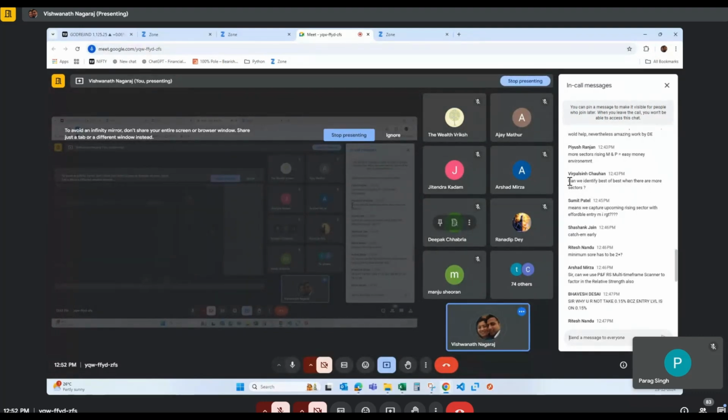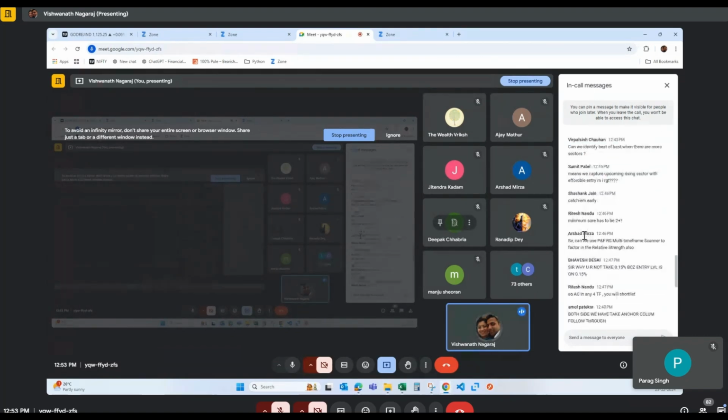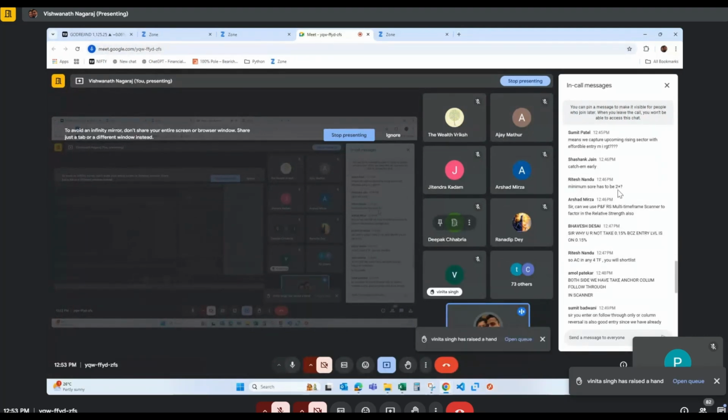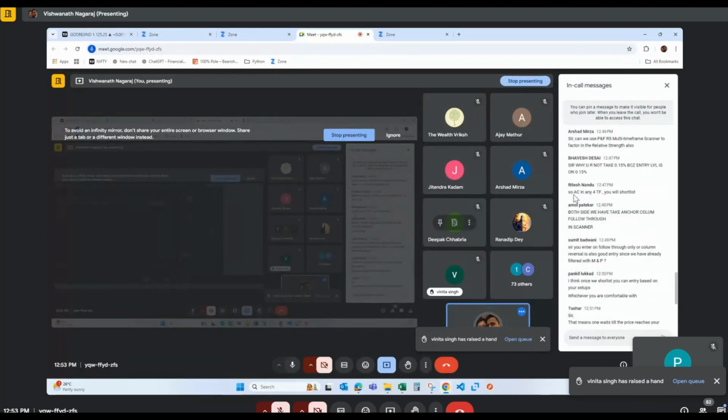Okay, this has happened to me once in my initial testing times when I came back from DECMA. This has happened to me once. Means we are capturing upcoming rising sector with affordable entry. Yes, absolutely, Sumit. I think that's the key thing. Minimum score. There's nothing as score here because I'm just checking where the anchor column is.